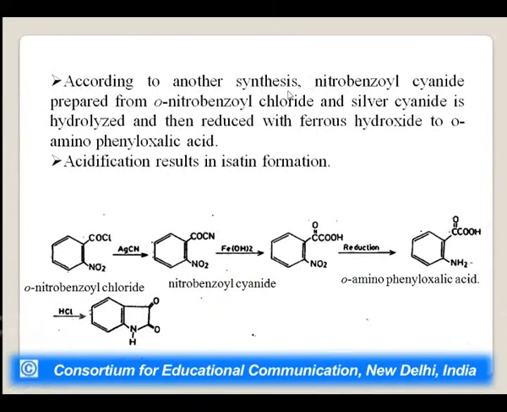According to another synthesis, nitrobenzoyl cyanide prepared from ortho nitrobenzoyl chloride and silver cyanide is hydrolyzed and then reduced with ferrous hydroxide to orthoaminophenyl glyoxylic acid, and acidification results in isatin. You can see this is the structure of ortho nitrobenzoyl chloride. When it reacts with silver cyanide, this chloride ion gets substituted by cyano group, followed by ferrous hydroxide, it will give you this kind of carboxylic group, and then reduction of this nitro group will give you orthoaminophenyl glyoxylic acid, and when it reacts with HCl it will give you isatin.